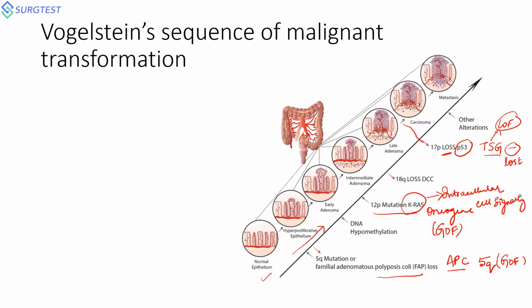And what converts an intermediate adenoma into a late adenoma is your loss of DCC. What is DCC? Deleted in colon cancer. So this particular loss of tumor suppressor, this is again a tumor suppressor gene. When this tumor suppressor gene is being mutated, or there is a loss of function of it, it will be converting an intermediate adenoma into a late adenoma. And the late adenoma will, again, as already discussed, have a loss of P53 causing a carcinoma. And there will be subsequent other mutations.